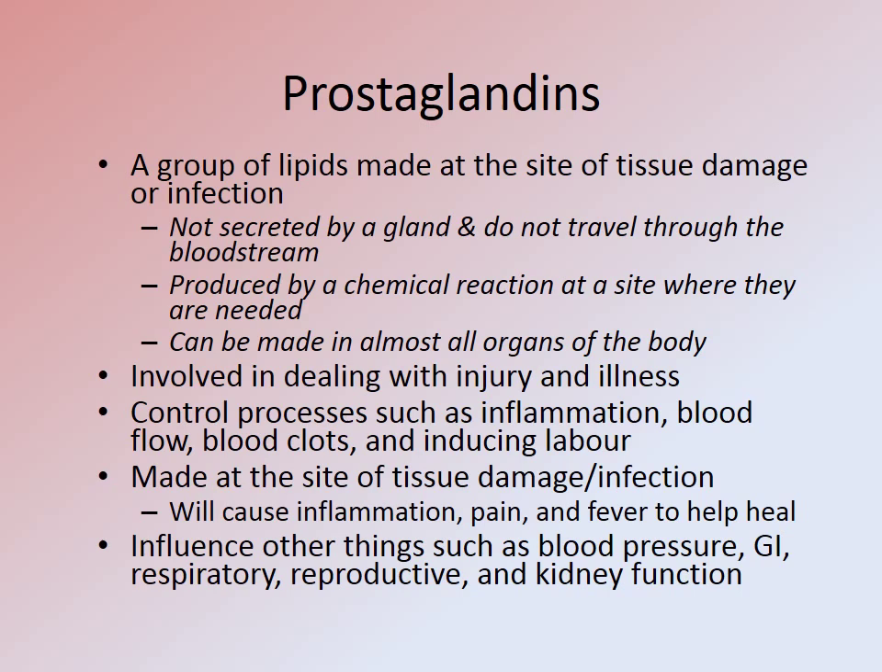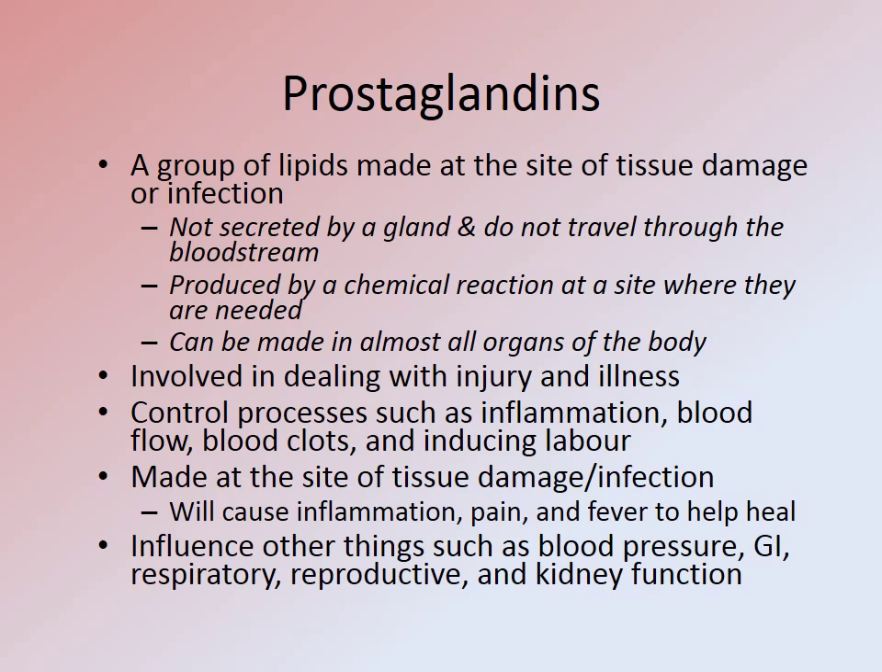Prostaglandins is important to talk about. Prostaglandins are a group of lipids made at the site of tissue damage or infection. Okay, so wherever there's tissue damage or infection, there's going to be a group of lipids that are going to be made, and those are called prostaglandins. They're not secreted by a gland and do not travel through the bloodstream. They're produced by a chemical reaction at the site where they are needed and can be made in almost all organs of the body.